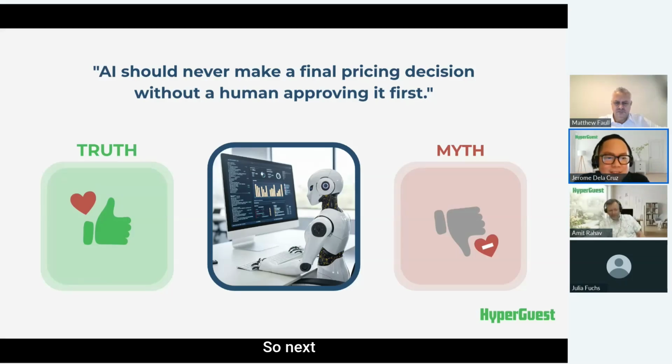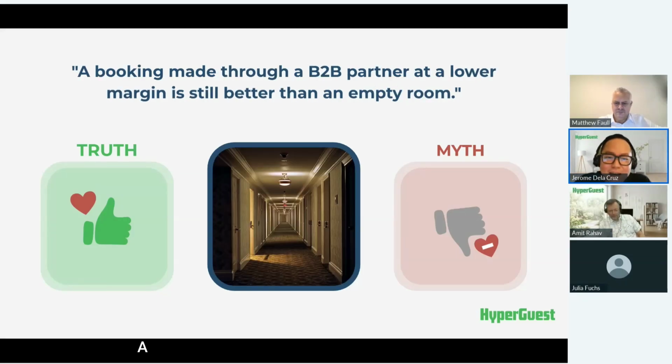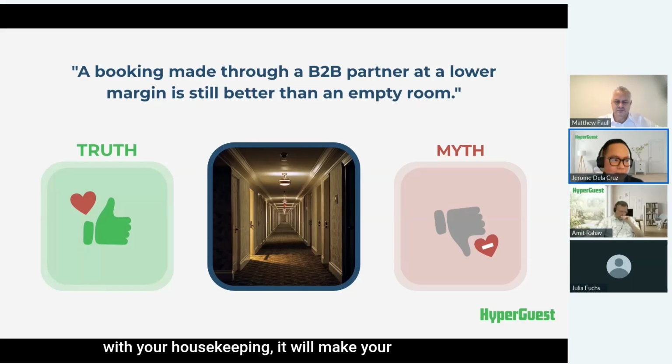So next, okay. A booking made through a B2B partner at a lower margin is still better than an empty room. Okay, so we have different schools of thought here. Some revenue management classes will teach you that we should not let the room be spoiled. If you sell it at the wrong price, you're going to spend more on housekeeping. It will make your room older. But some are saying it's a perishable good. You have to sell it, even at a lower margin. So is it a myth or a truth?